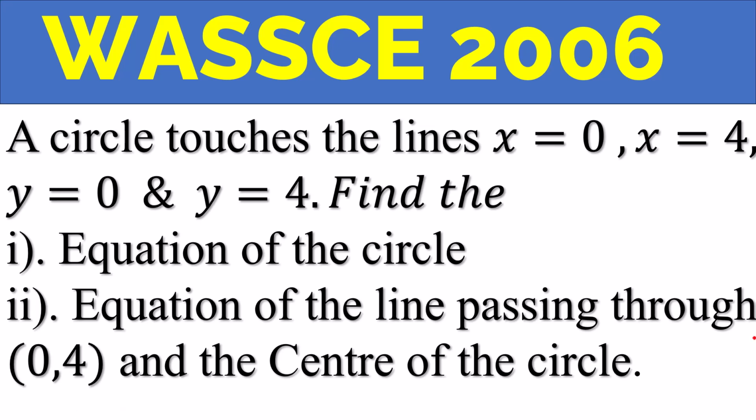All right, so we are given this past question. This is WASSCE 2006, and it goes like this: a circle touches the lines x equal to 0 and x equal to 4. We have y equal to 0 and y equal to 4.